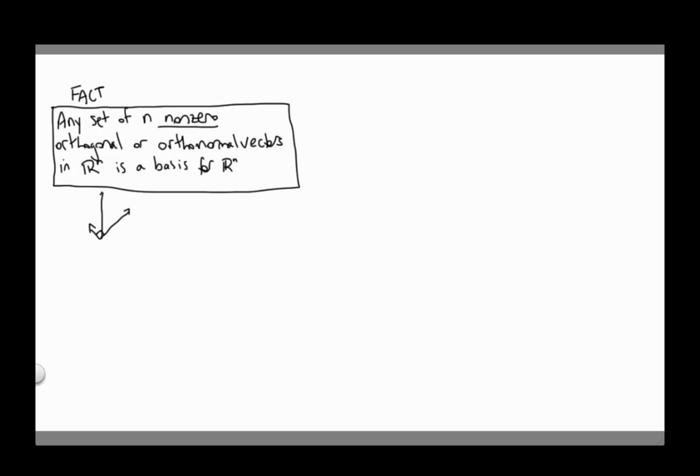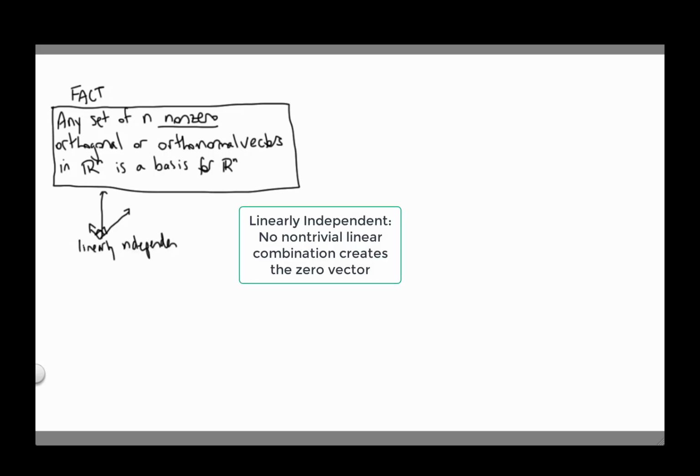And again, we don't care how long or short this vector is. So perpendicular to that guy, also perpendicular to that guy. Well, by the fact that they are perpendicular to one another and that none of them are 0, these vectors are linearly independent. So we've now got a situation where we've got 3 linearly independent vectors in R3.